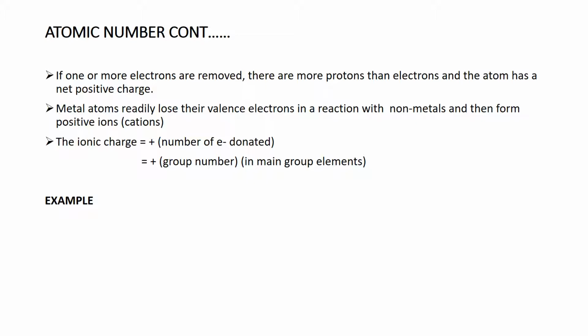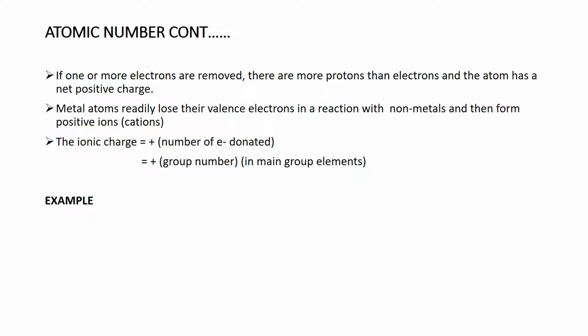What happens then if an atom loses one or more electrons? It will have more protons than electrons, and therefore it will have a net positive charge. Remember, I did say this again in chapter 1, that a neutral atom has an equal number of protons and electrons. So if it loses an electron, it makes sense that it becomes positively charged, because it's going to have more protons, which are positively charged, than electrons, which are negatively charged.